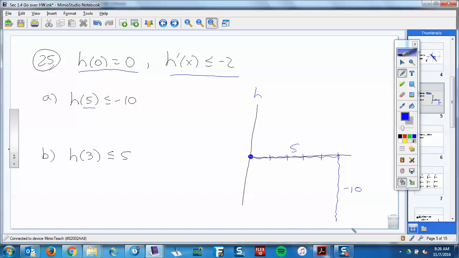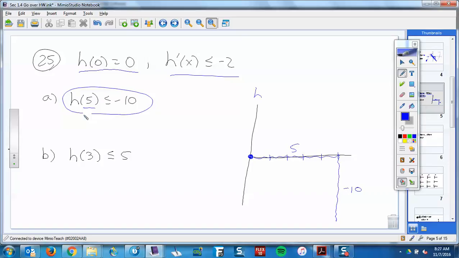Now this is how I would explain this, and if this question's on the quiz, which is very likely that there'll be something like this, then I would have a picture like this, and then I would say, since the slope is -2 or -3 or -4, if I go over 5, I have to go down at least 10, maybe more. So therefore, h of 5 has to be less than or equal to -10, right?